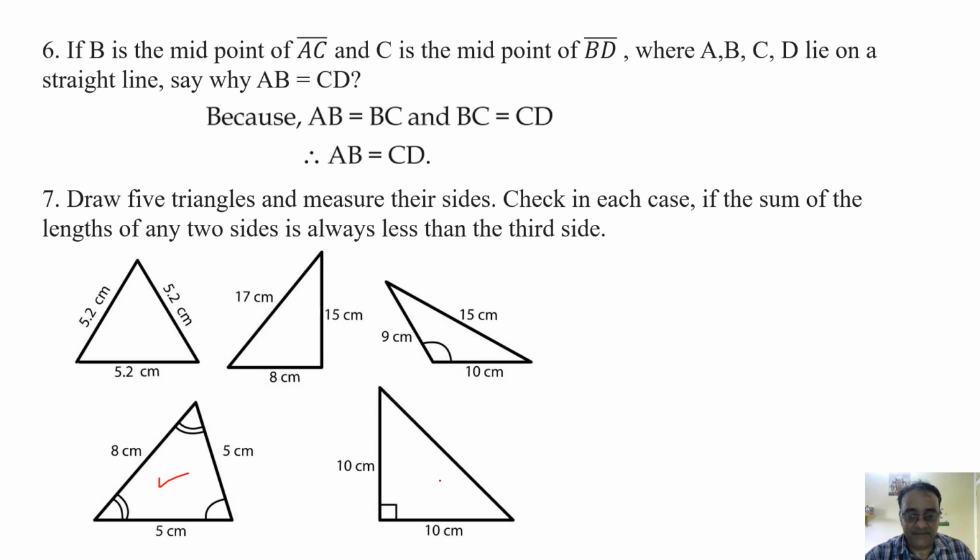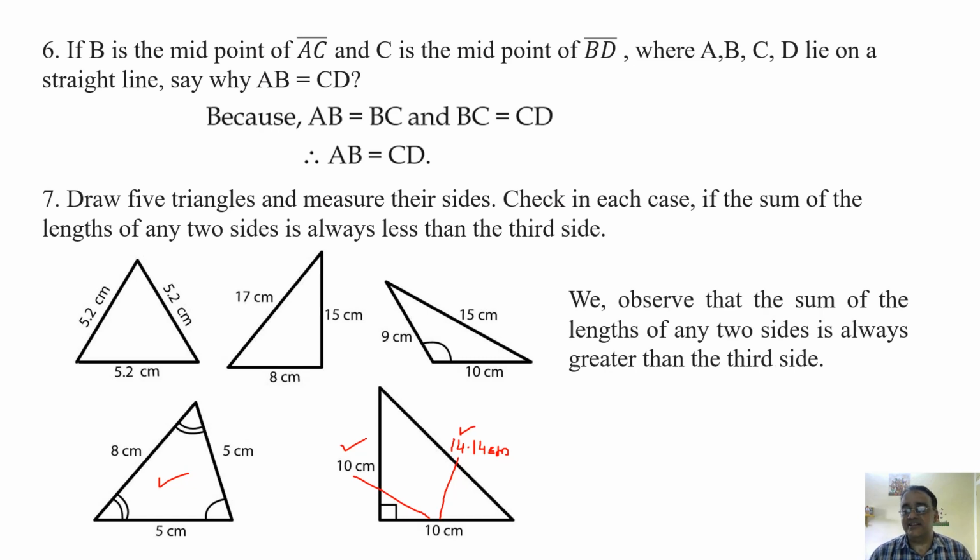Now the last one is left, 10 and 10, and its value will be, I am writing an approximate value, actually it is 10√2, which is approximately 14.14 centimeter. Now 10 plus 10 is 20, which is greater than the third side, and 14.14 plus 10 is 24.14, greater than 10. So in all the 5 triangles we observe that the sum of any 2 sides of a triangle is always greater than the third side.